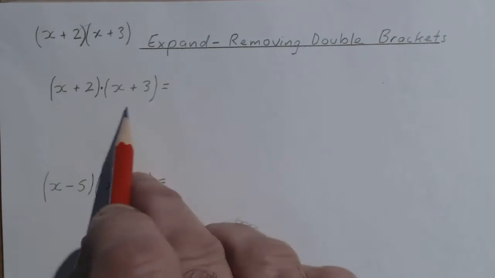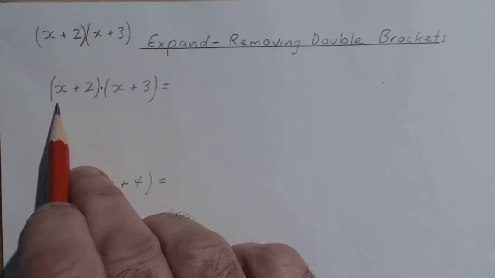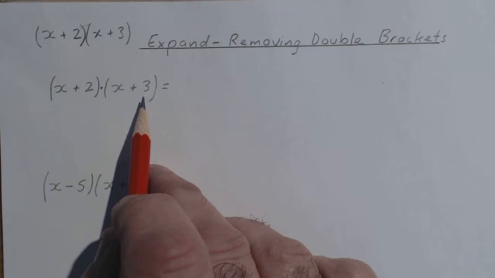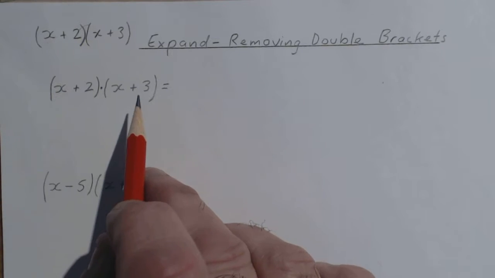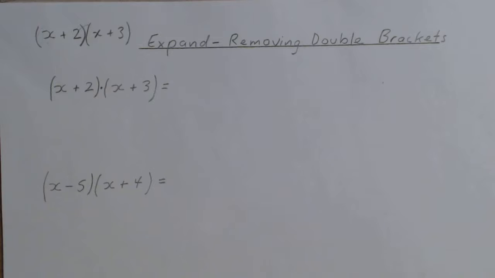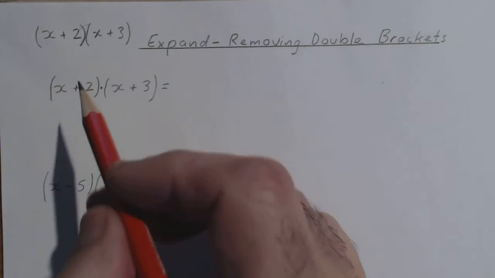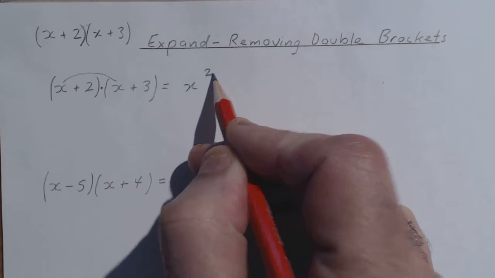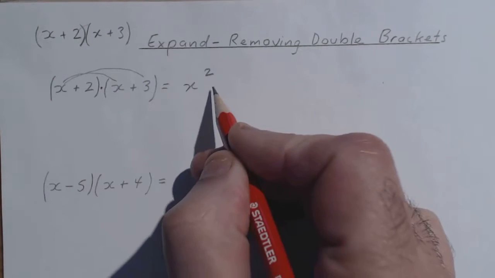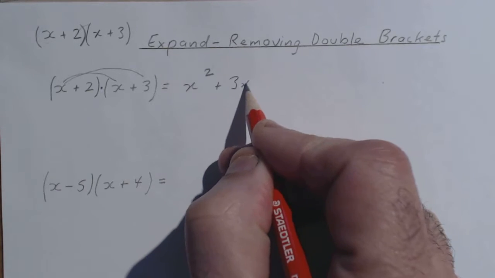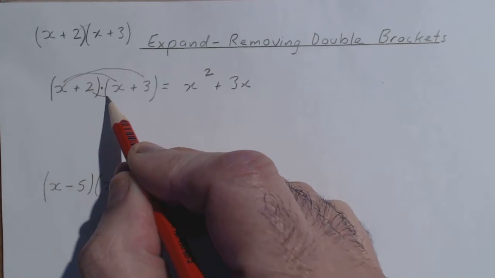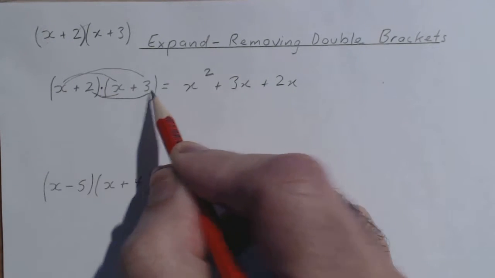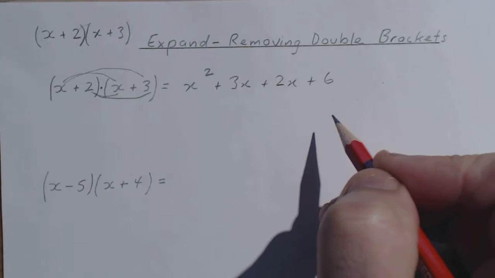So let's have a look now at this. We've got x plus 2 times x plus 3. Now watch what I do, and as I'm doing it, I want you to see if you can come up with a particular pattern on how to do this. So I go x times x, x squared, x times 3 plus 3x. I then go 2 times x, I get plus 2x, and then 2 times 3 gives plus 6.